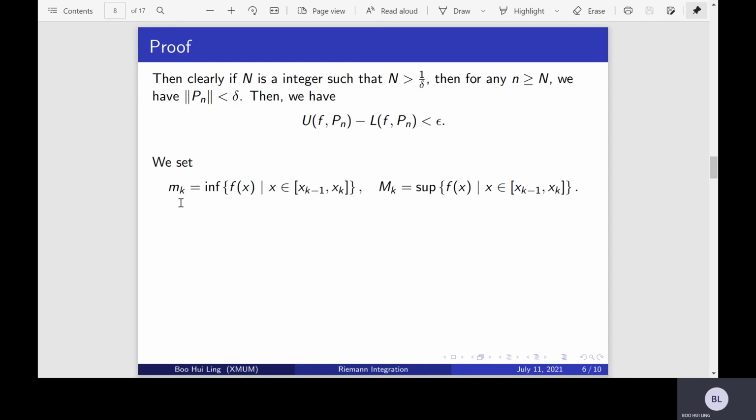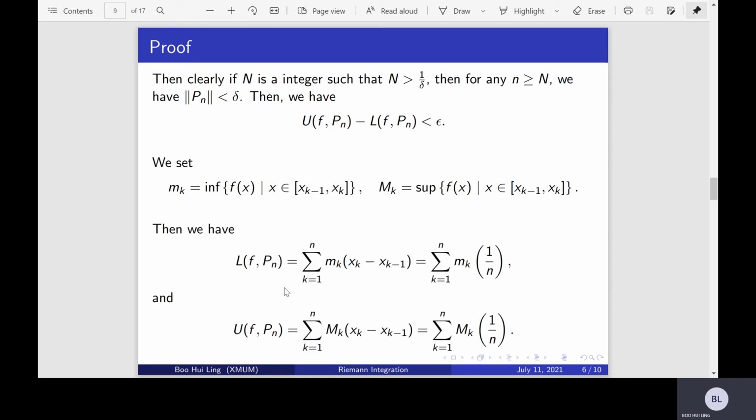Now we let small mk be the infimum of f(x), where x is in the interval from x(k minus 1) to xk, and big Mk be the supremum of f(x) such that x is in the interval from x(k minus 1) to xk. And we will have the lower sum, which is equal to the summation of mk multiplied by xk minus x(k minus 1) from k equals 1 to n.